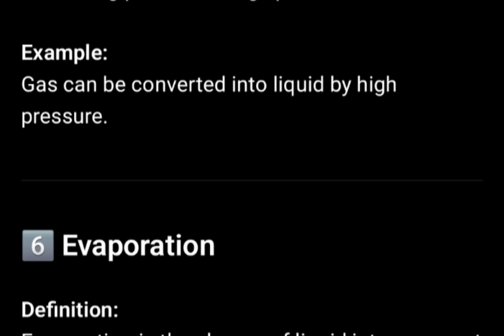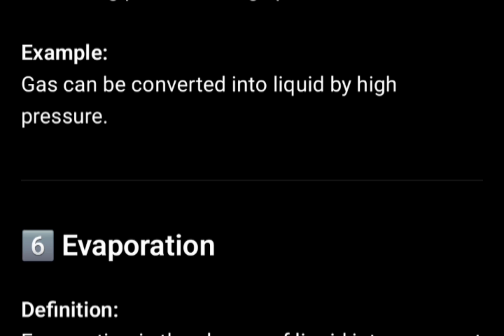What is pressure? Increasing pressure brings particles closer together. So when you increase the pressure, what happens to the particles? Yes, they become much closer. Example, gas can be converted into liquid on high pressure. See, I told you in gas there is less attraction. I told you to keep your 2 hands apart. So that far is the attraction, that is very less.